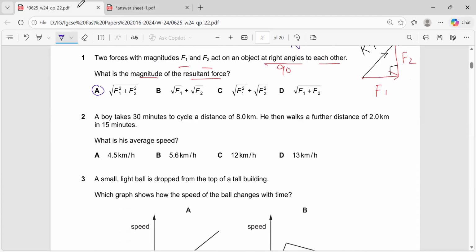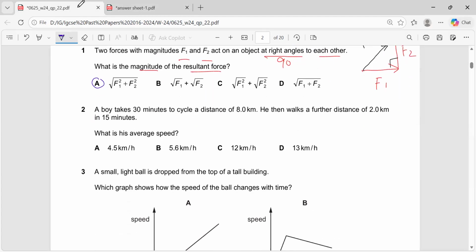Now question number 2. A boy takes 30 minutes to cycle a distance of 8 kilometers. This is distance D1. He then further walks for a distance of 2 kilometers, this is D2, in 15 minutes. This is time T1 and this is time T2. What is his average speed?